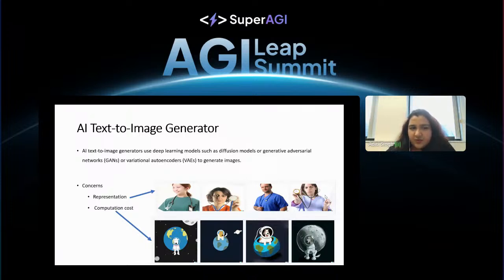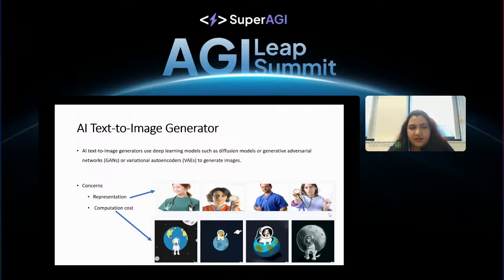So the representation which I was talking about as a challenge could be an example of this one. Right over here, the representation could be different in images in terms of gender bias, or any representational bias. And in terms of computation, you can look at all these dog images sitting on Earth. All of these images look good, but what about the computation? How many models were trained in order to get this particular image? That's the computation cost we are talking about.